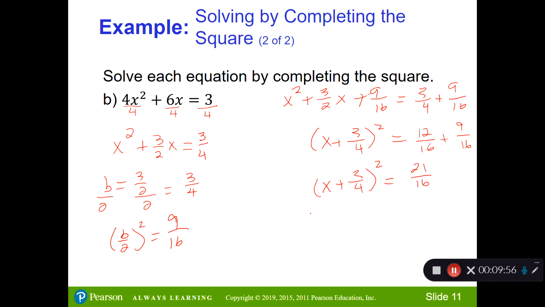Now square root both sides. X plus 3/4 equals plus or minus the square root of 21 over 16, which we can simplify. And at the same time, I'm going to take the 3/4 to the other side. So I'd have x equals negative 3/4 plus or minus. Square root of 21 is 3 times 7, so I can't simplify that. Leave it as square root of 21, but the square root of 16 is 4. So there's my final answer.